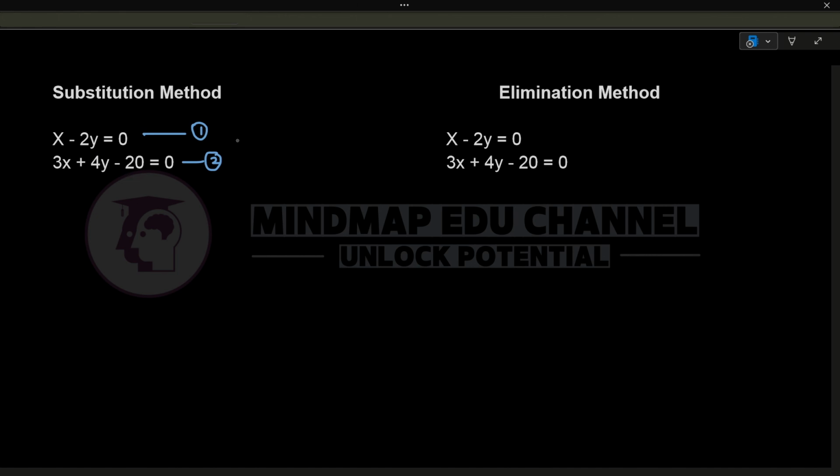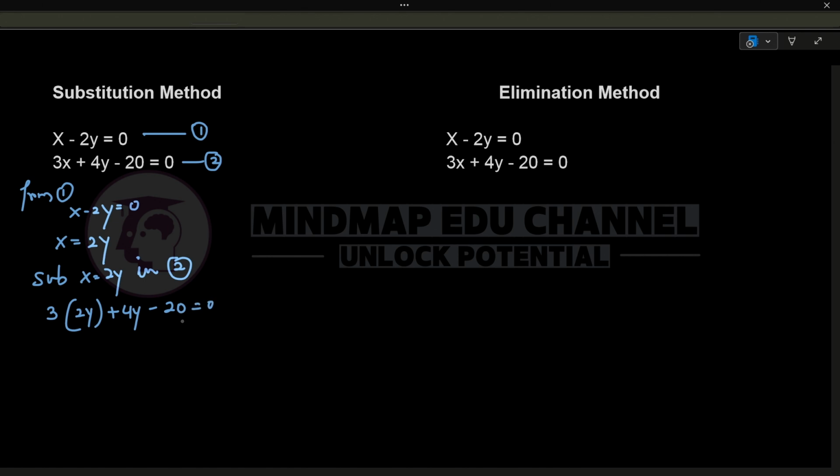For example, here from the first equation, x minus 2y equals 0. From here we can easily get the value of x, that is equal to 2y. So I will write here, from 1 we get the value of x is 2y. Now substitute x equals 2y in equation 2. So what we will get, wherever you have x, replace it with 2y. So here it's 6y plus 4y minus 20 equals 0.